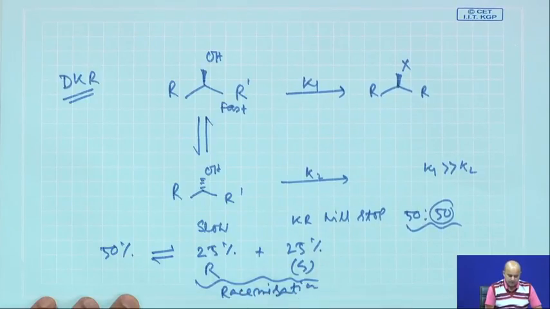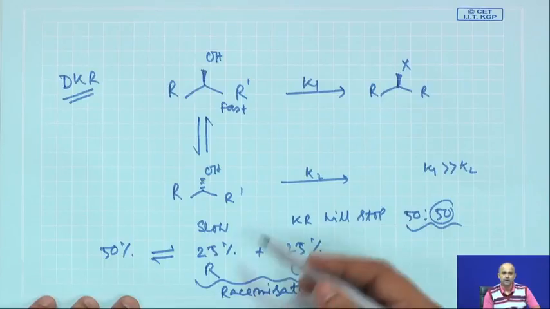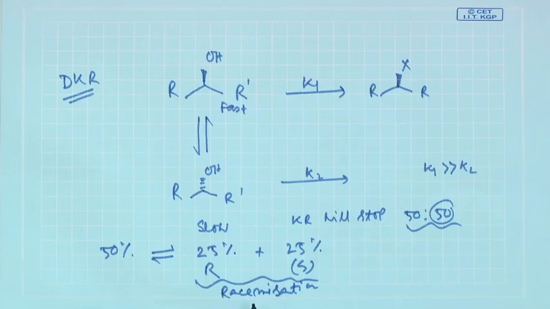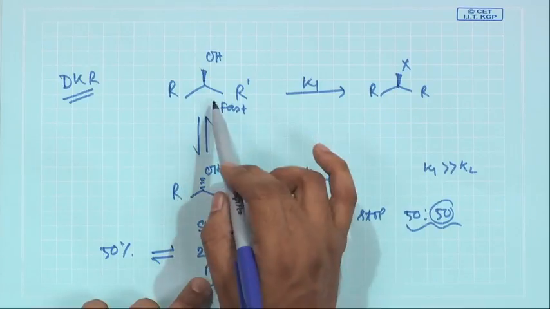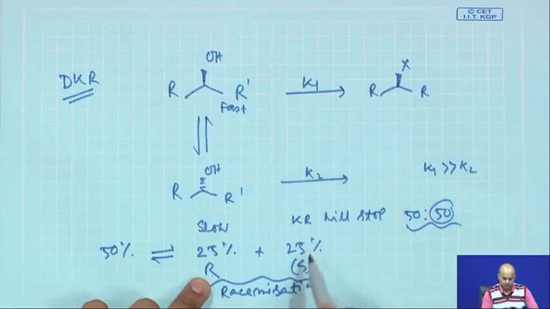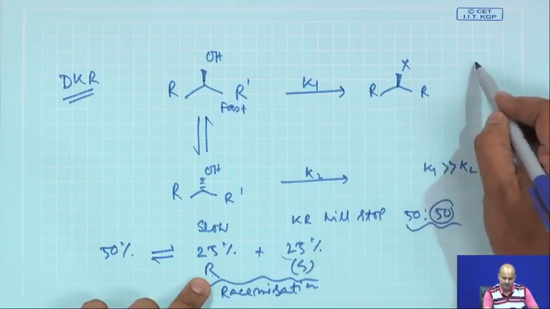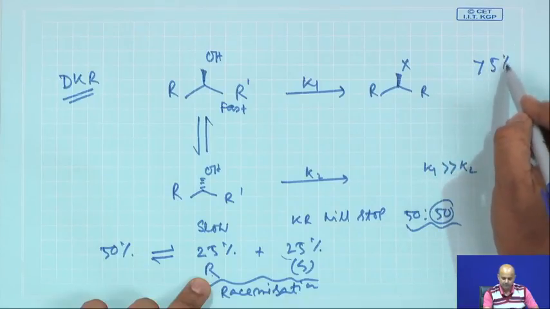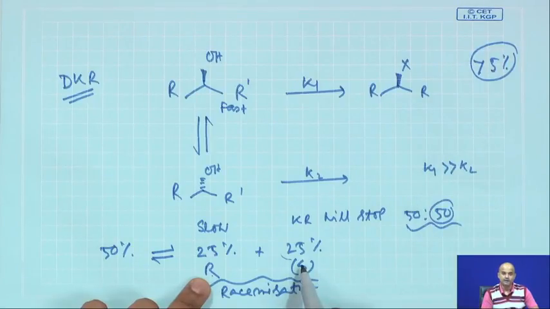If you can couple racemization with kinetic resolution, then the 50% slow reacting enantiomer will again give 25% R and 25% S. Now, this 25% R, which is the fast reacting enantiomer, again undergoes kinetic resolution to give you this product. So, in principle, 50% plus 25%, 75% has reacted. You have 25% of slow reacting enantiomer.